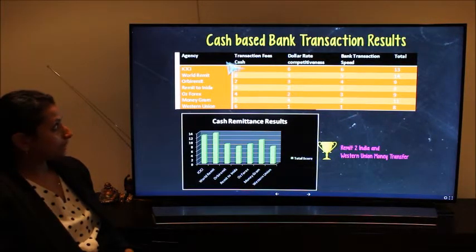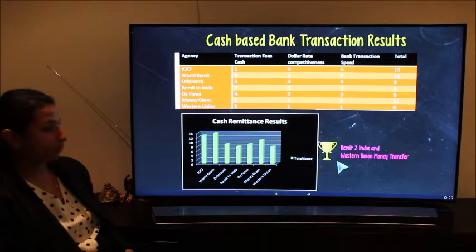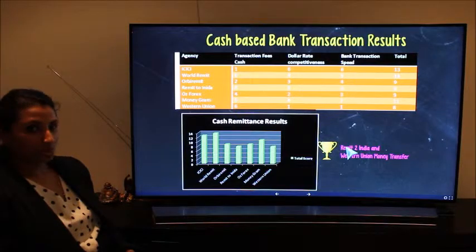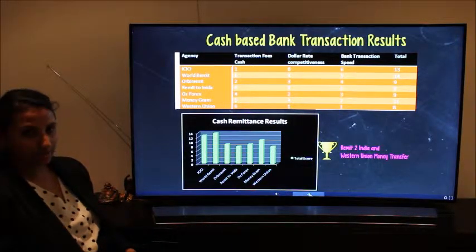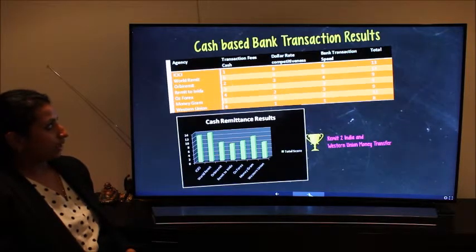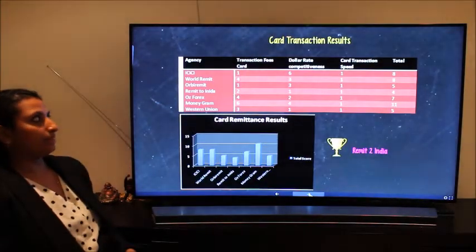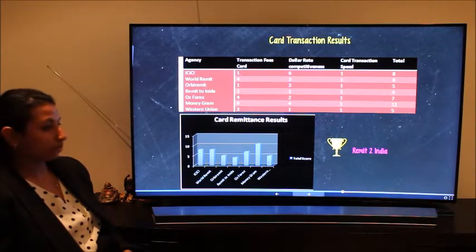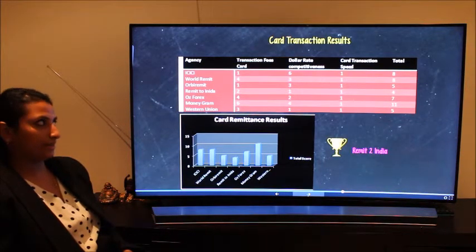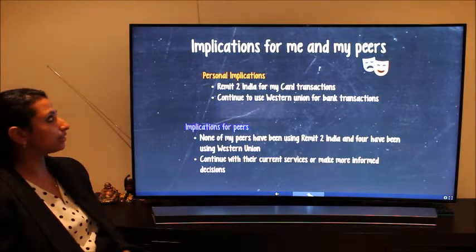So with the cash-based transaction, Western Union and Remit to India both were chosen to be the best remittance options. And with the card-based transaction, as the result shows, Remit to India came in as the sole winner and the best option to make card-based transactions.